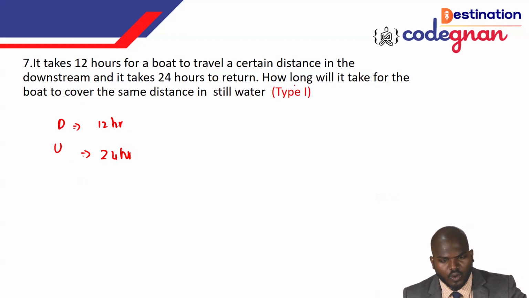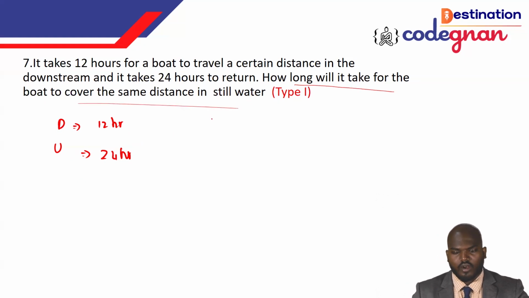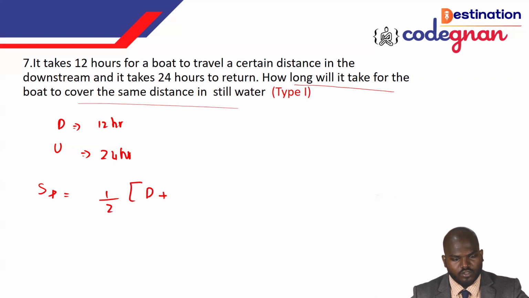So the point is how long will it take for the boat to cover the same distance in still water? That's what they have given. You see this one, they are asking the speed of the boat. So the speed of the boat, you can call it as what? That is downstream plus upstream, right? I don't know the downstream. So what is the speed of the boat? Speed of the boat means we can call it x. So distance by time. I don't know both of them. I can call it as 1 by 2.